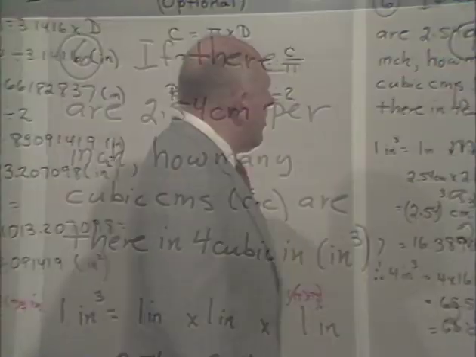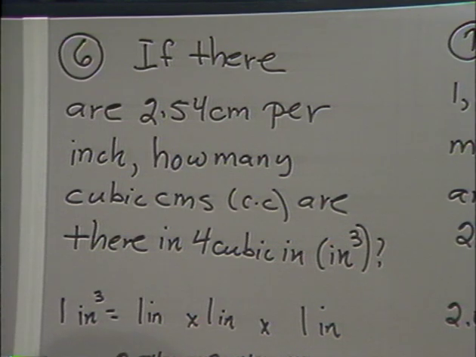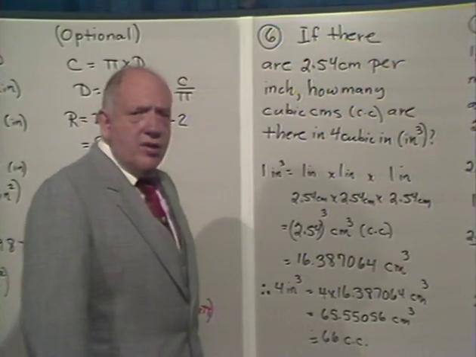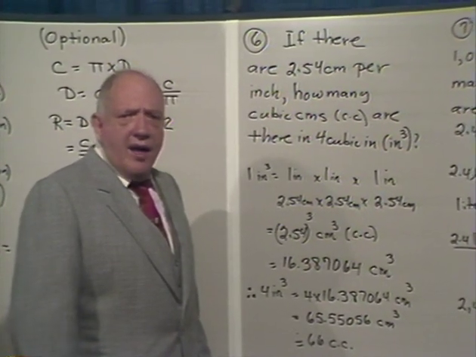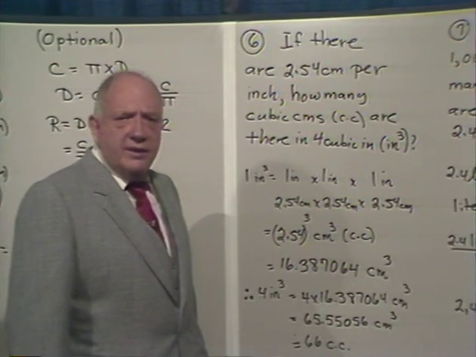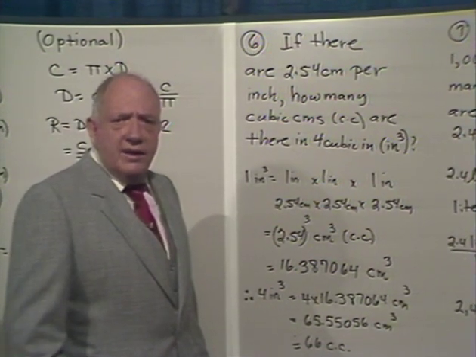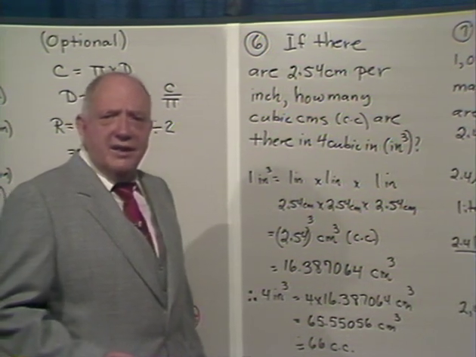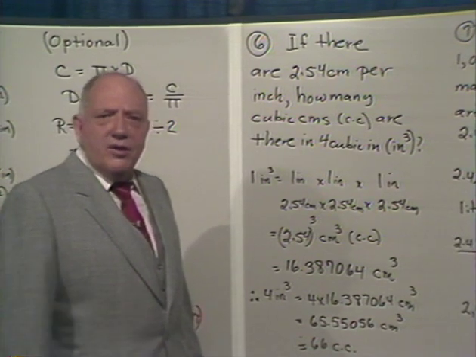Problem number 6 says, if there are 2.54 centimeters per inch, how many cubic centimeters are there in 4 cubic inches? This is something that's become a big deal now when we deal with foreign cars, where the foreign cars are measured metrically, the American cars are measured in English units. So in American cars, we talk about engines with cubic inches. In foreign cars, we talk about engines with cubic centimeters. Sometimes you hear the word liter, L-I-T-E-R. A liter is 1,000 cubic centimeters.